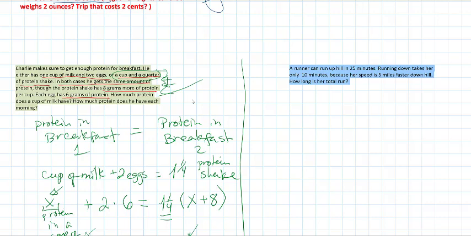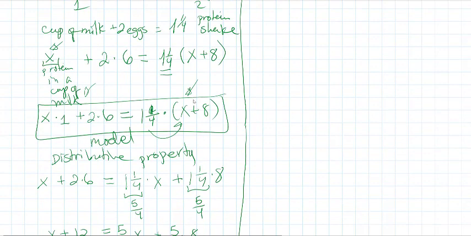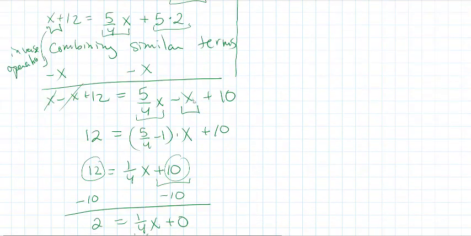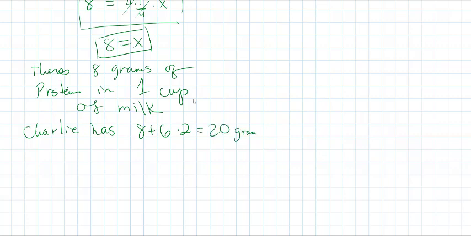So if the milk has 8 grams and each egg has 6 grams, we're basically looking at this side of our equation here. So what we get is that Charlie has 8 plus 6 times 2, which is 20 grams of protein for breakfast.